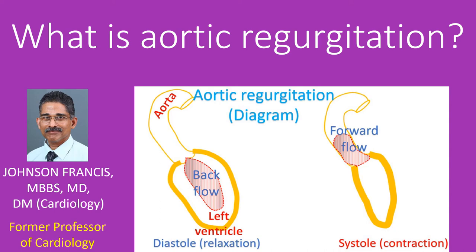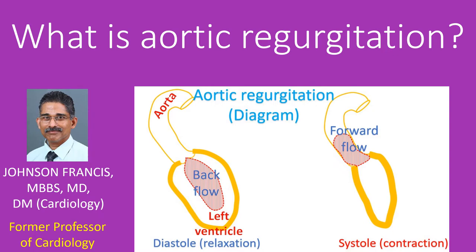Aortic regurgitation is leakage in the aortic valve, which separates the aorta from the left ventricle. The aorta is the largest blood vessel, into which the left ventricle, the left-sided muscular chamber of the heart, pumps blood. The normal function of the aortic valve is to prevent backflow of blood from the aorta to the left ventricle.